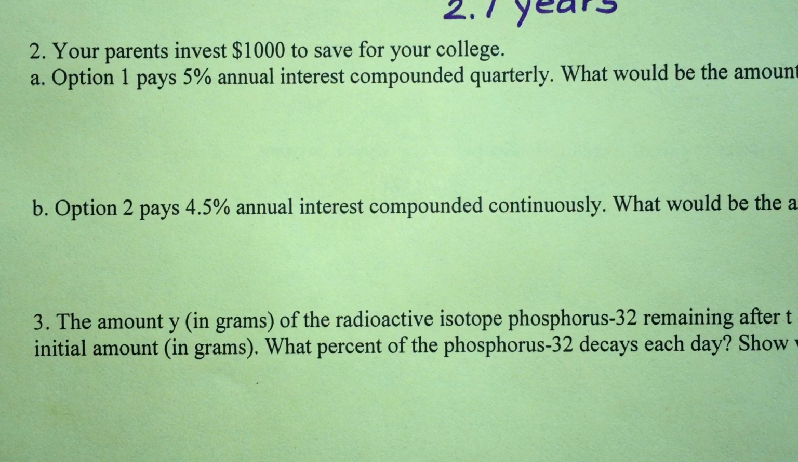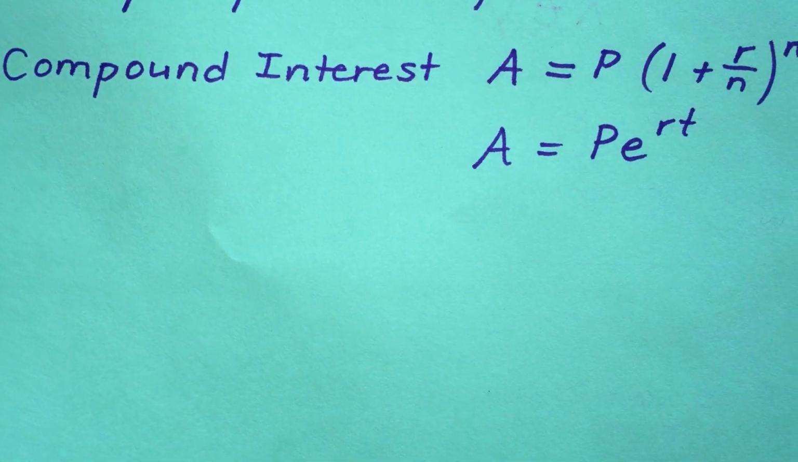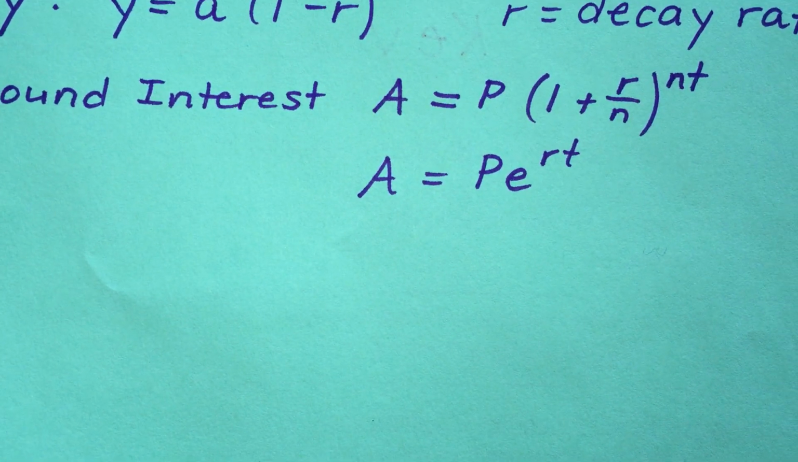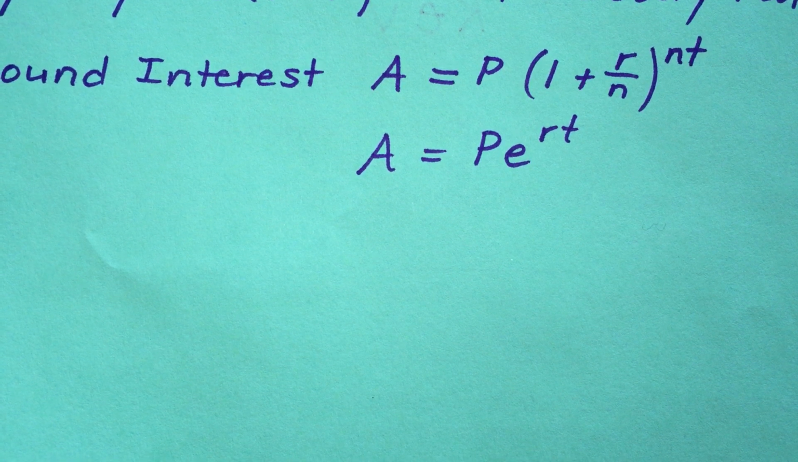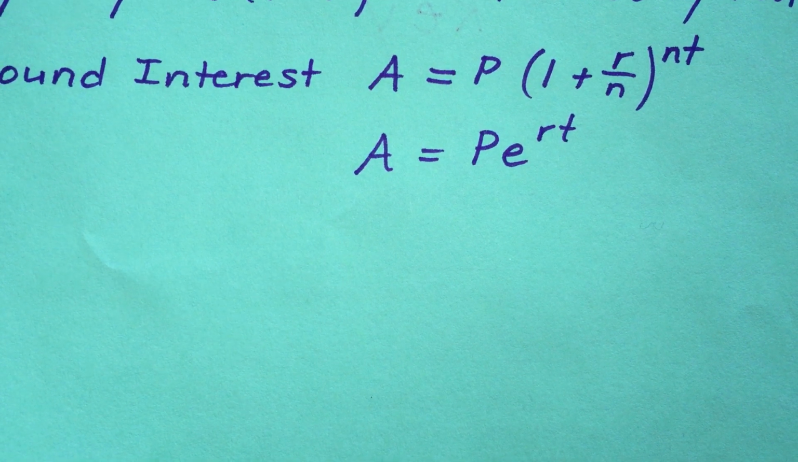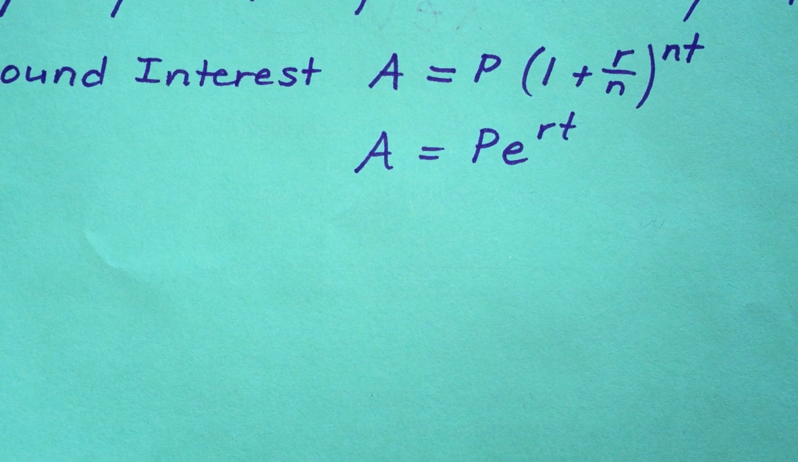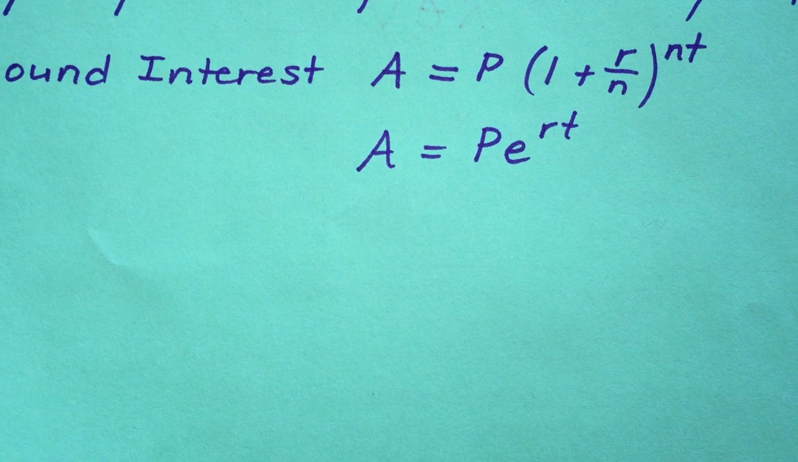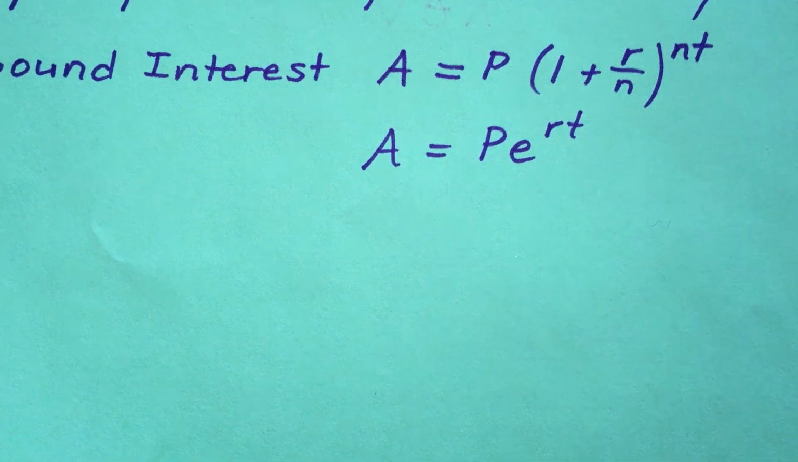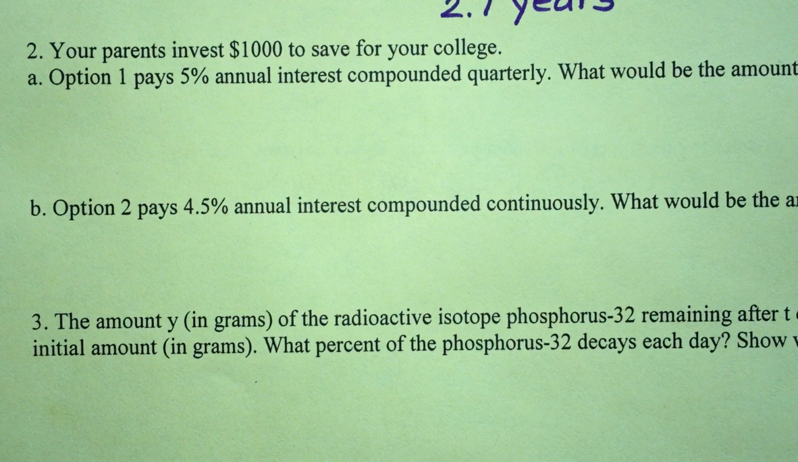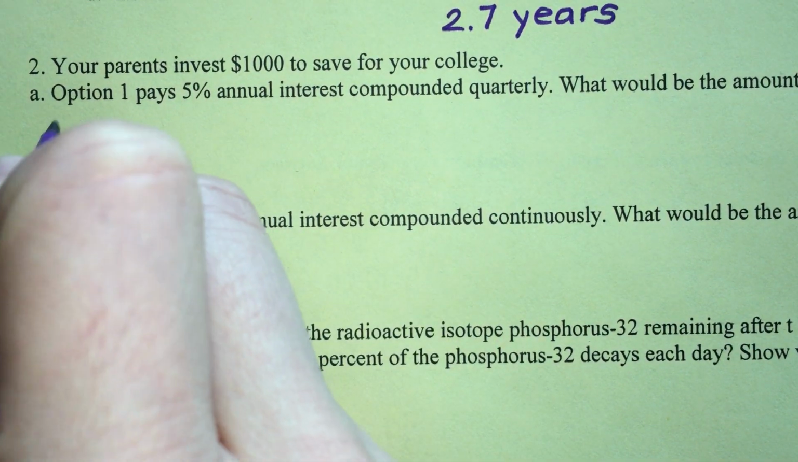We have an equation to use for compound interest. There's 2 of them. One is when the interest is compounded at regular intervals, and one happens when the interest is compounded continuously, and we are comparing those two. So we're using the first equation for part A of this problem. So I'll write that equation down right here.